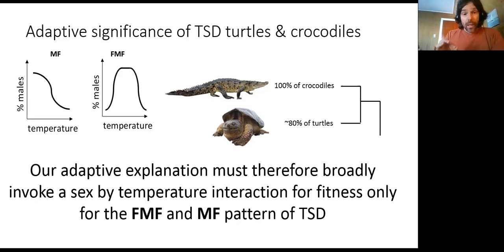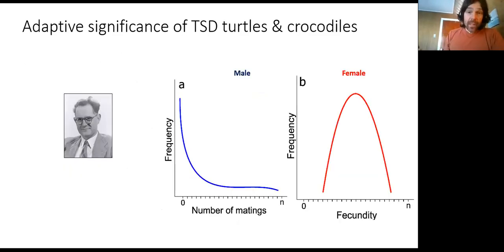So here, the adaptive explanation I'm going to give you broadly will invoke a temperature by sex interaction for fitness for the FMF and MF patterns of TSD, so for crocodilians and for turtles. And the explanation is rooted in classic principles of evolutionary ecology. When we think about reproductive success in a breeding population of adults, we're not talking about lifetime reproductive success anymore, we're talking about breeding success in a breeding population of adults.